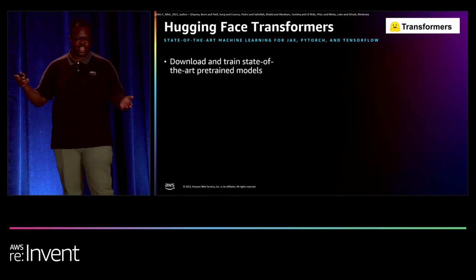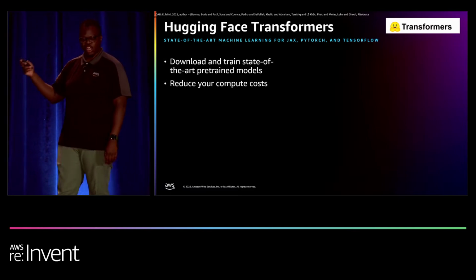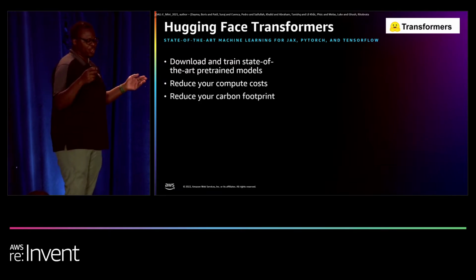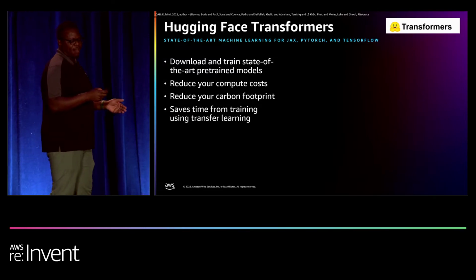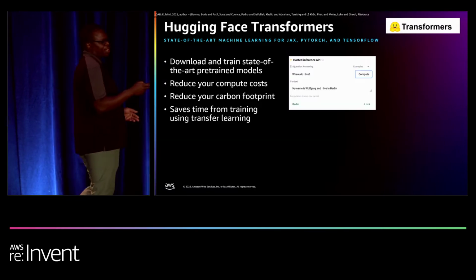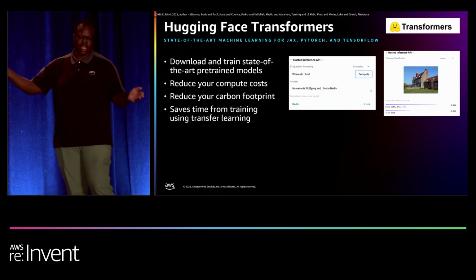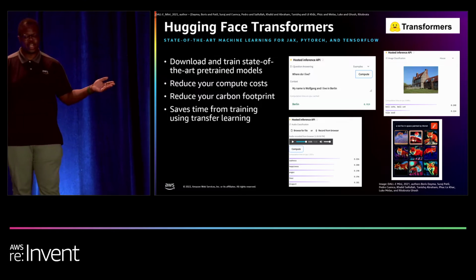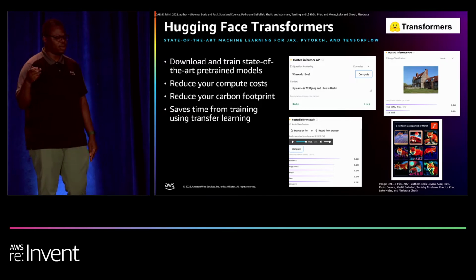So Hugging Face Transformers is a way that allows you to download and train state-of-the-art pre-trained models without having to train your own model. It reduces your compute cost because you're leveraging already trained models on a task. It reduces your carbon footprint because you don't need to start from scratch. You're already using models that have been trained for you. And it saves time from training by using transfer learning, by leveraging the models that have already been built for that specific task. It's useful for things such as question answering, image recognition, listening to audio, and multimodal, such as DALL-E Mini, sending text and generating an image. Hugging Face Transformers can power all of these use cases.